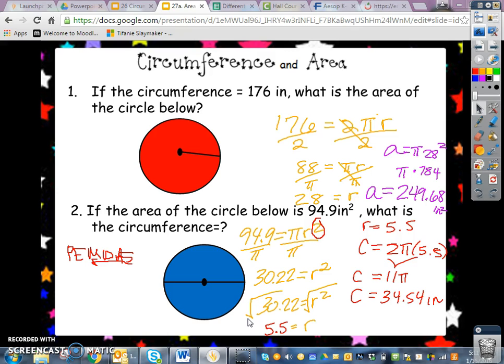Okay, so we're taking our radius now that we found it and plugging it in to our circumference formula, because that's what our end goal is here. We want to get to the circumference of this circle. So circumference equals 2 times pi times the radius. So it would be 2 times pi times 5.5. So I took my coefficients here, 2 times 5.5, and I found that's 11. So 11 times pi would give us our circumference of 34.54 inches.